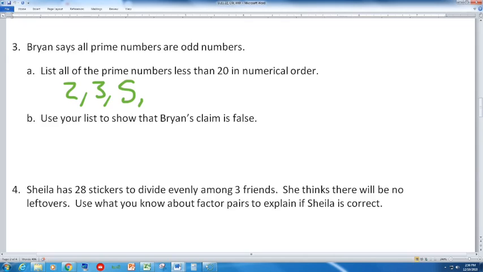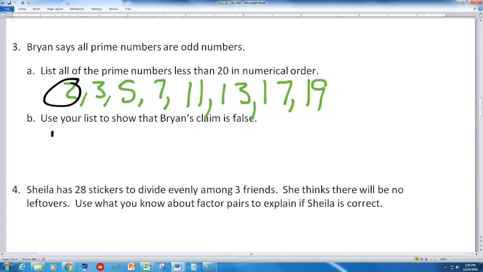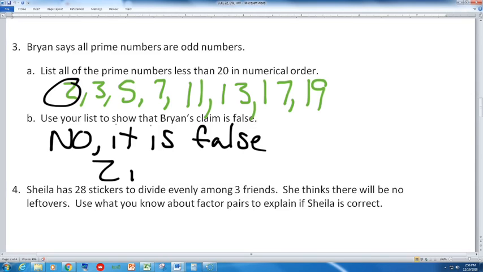5 is prime. 6 is not. 7 is prime. 8 is not. 9 is not. 10 is not. 11 is. 13 is. 14, no. 15, nope, 3 times 5. 16, no. 17 and 19 are all prime. Notice most of them are odd except for 2. So no, it is false. 2 is prime and even.